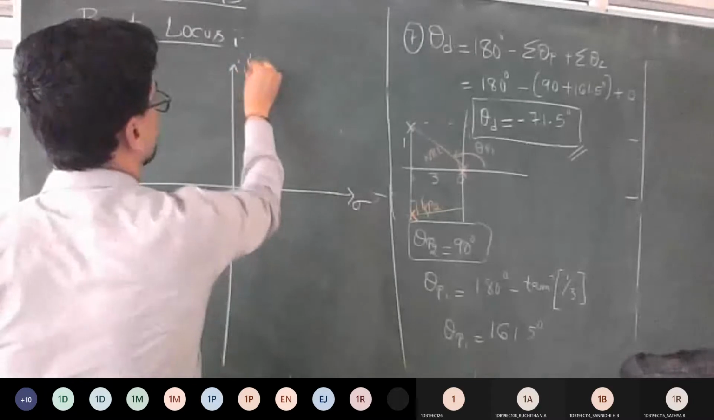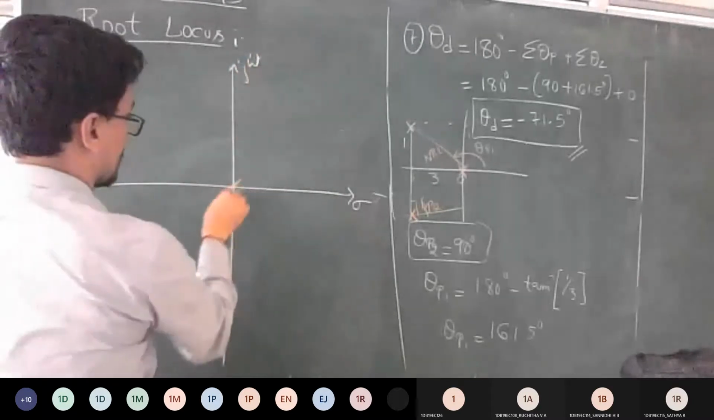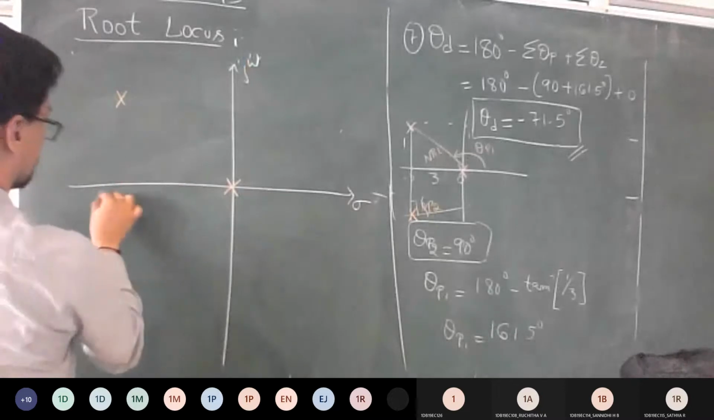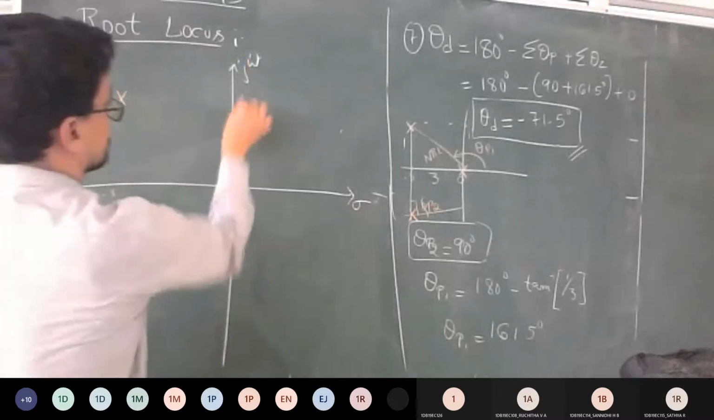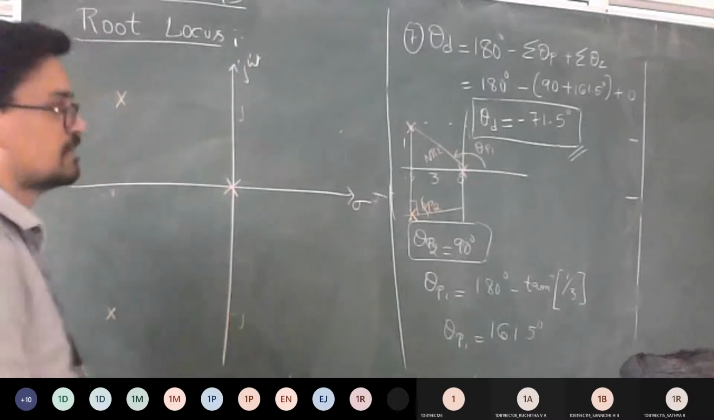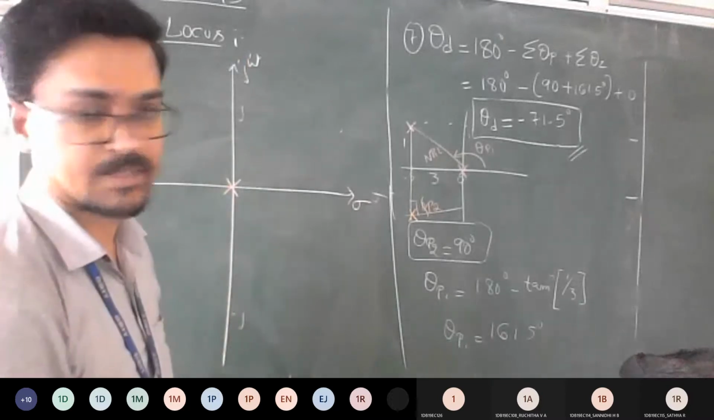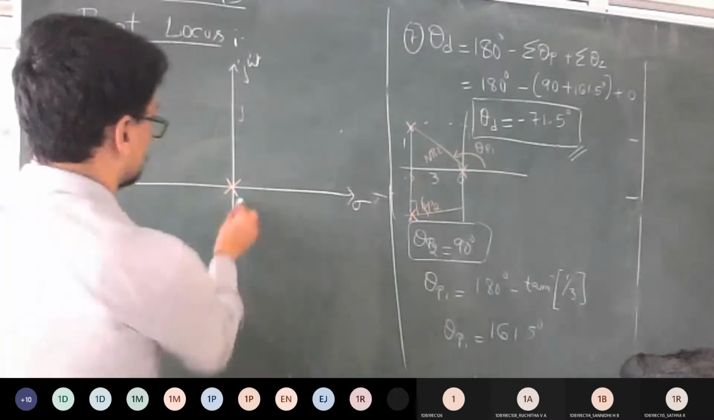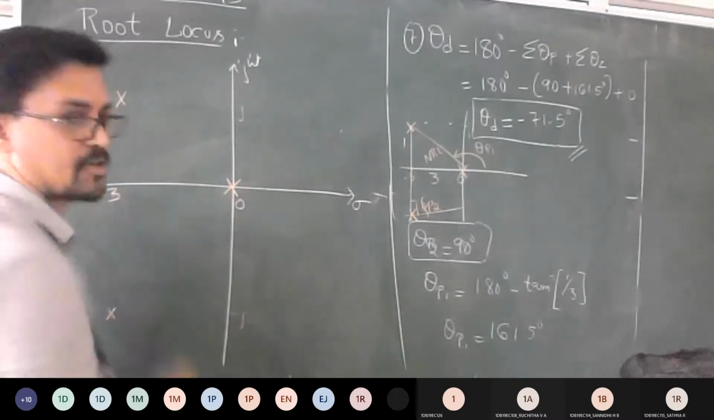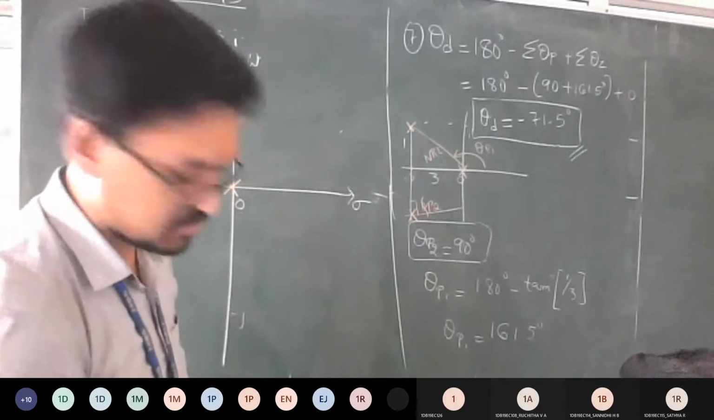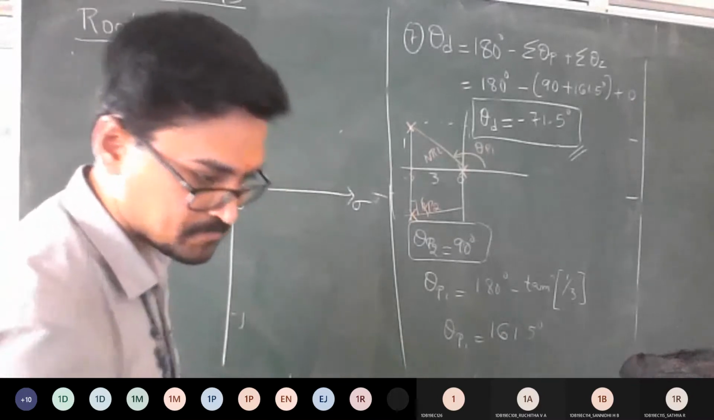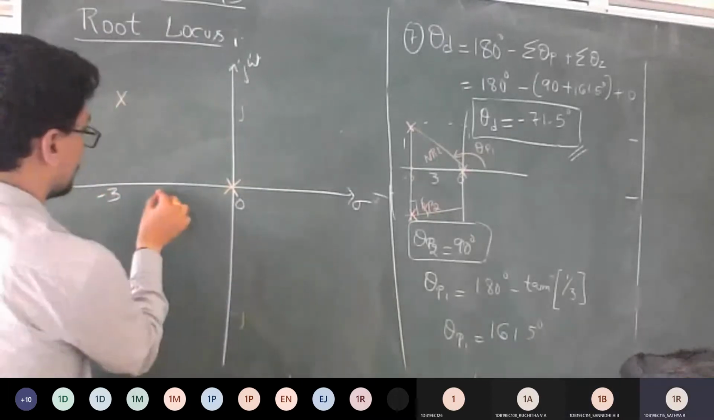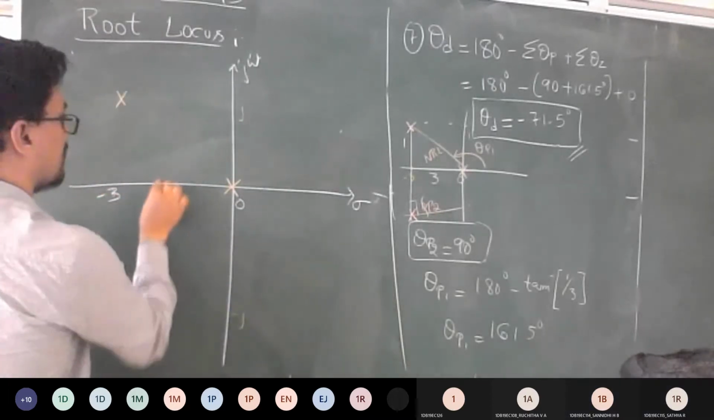Sigma j omega. So poles are at 0 once, then minus 3. This is minus 3. So this is your plus j and this is minus j. Right? So what is the thing next we should get? Root locus lines you can't plot. So what is the thing you can plot? A centroid. Centroid, what is the answer you got? Minus 2. Good. So if you take this as minus 2, you can mark this as centroid.